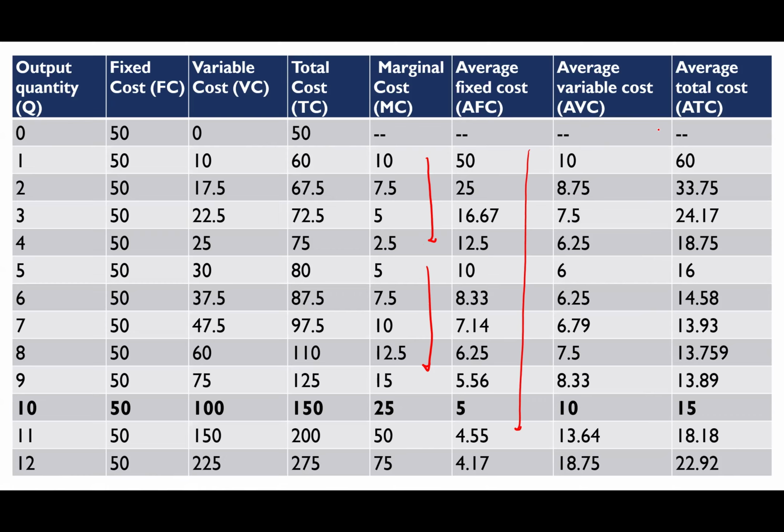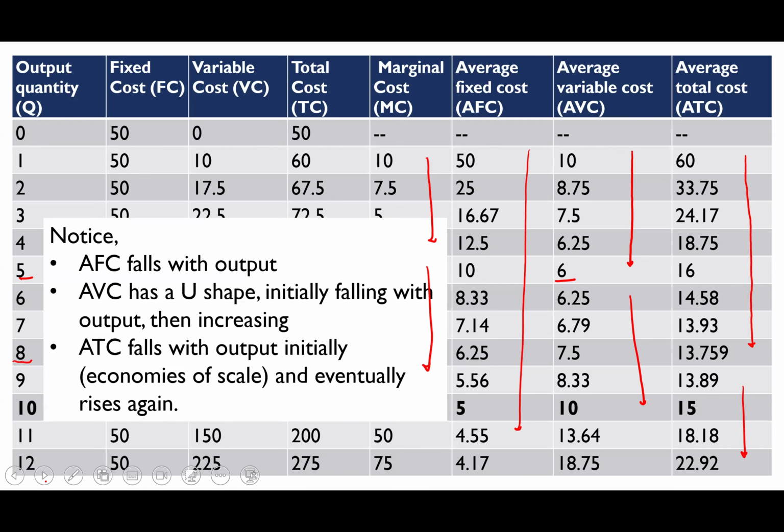For average variable cost, we have that U shape that I was discussing. So initially it falls with output until we reach that 5th unit where average variable cost is at its lowest, until it starts increasing again. And then similarly for average total costs, we see average total cost falling, falling, falling until they reach their lowest point at output of 8 when they start rising again. So there's that U shape for marginal costs, average variable costs, and average total costs. This pop-up is summarizing all of that for you.